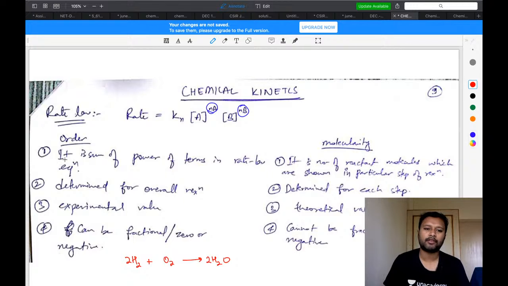Order is the sum of the powers of the terms in the rate law equation, whereas molecularity is the number of reactant molecules shown in a particular step of the reaction. Order is determined for the overall reaction, whereas molecularity is determined for each step of the reaction. Order is an experimental value, molecularity is a theoretical value. Order can be fractional, zero or negative, whereas molecularity cannot be fractional, zero or negative. That's what the molecularity and the order of a reaction are about.